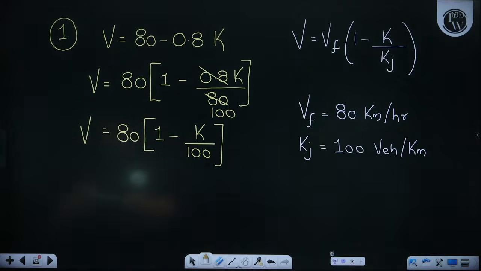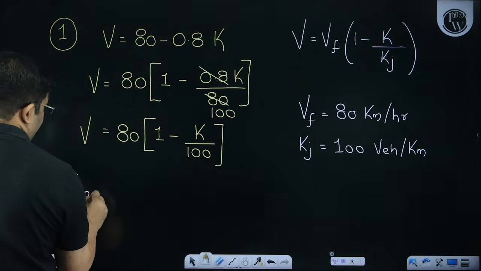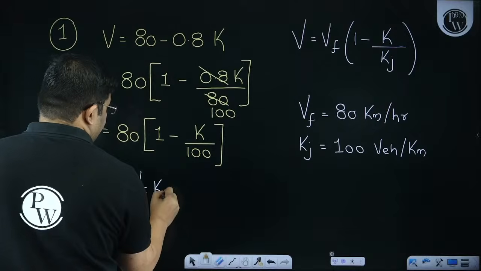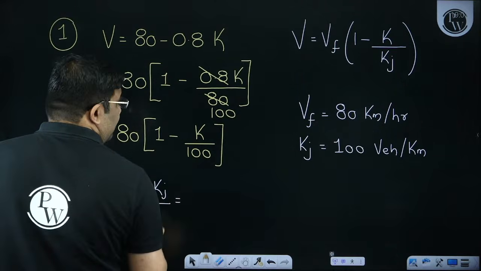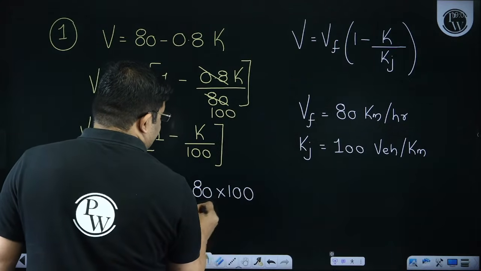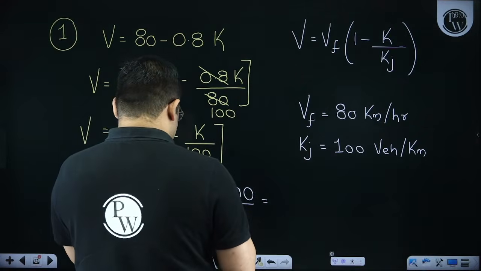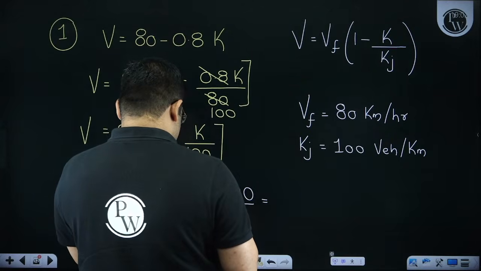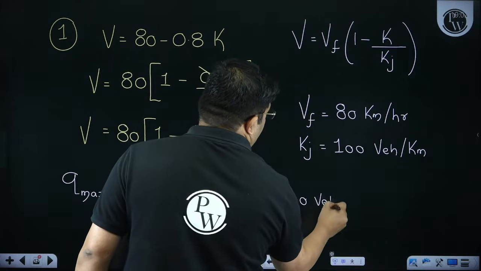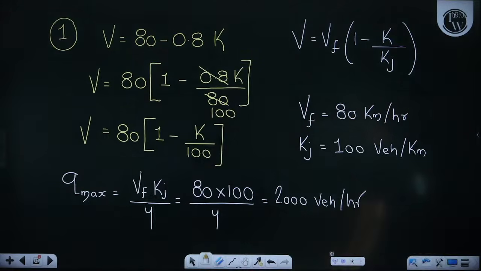Now suppose maximum flow is asked in this question. Maximum flow will be simply Vf into Kj by 4. Vf is 80 and Kj is 100, so 80 into 100 divided by 4. How much do I get? I am getting 2000 vehicles per hour.